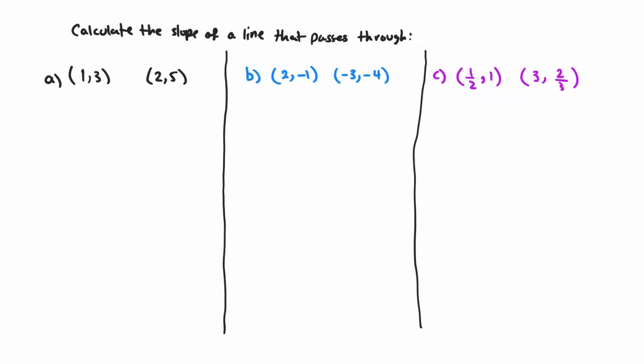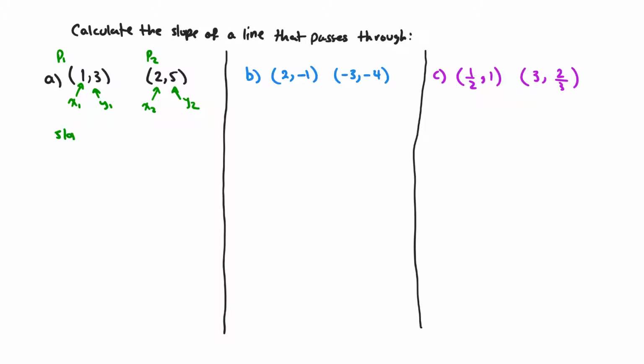Let's do one other example here, which is divided into 3 parts, and we're trying to calculate the slope of a line that passes through these points. So for our first example, our points are (1, 3) and (2, 5). So let's call this our point 1 and this one point 2. This would be my x1, y1, and x2, y2.